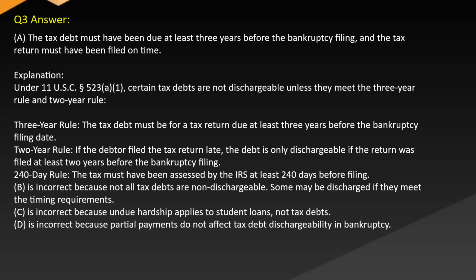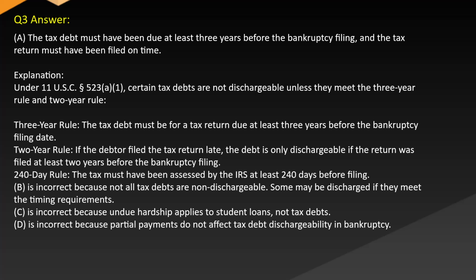3-year rule. The tax debt must be for a tax return due at least 3 years before the bankruptcy filing date. 2-year rule. If the debtor filed the tax return late, the debt is only dischargeable if the return was filed at least 2 years before the bankruptcy filing. 240-day rule. The tax must be assessed by the IRS at least 240 days before filing.